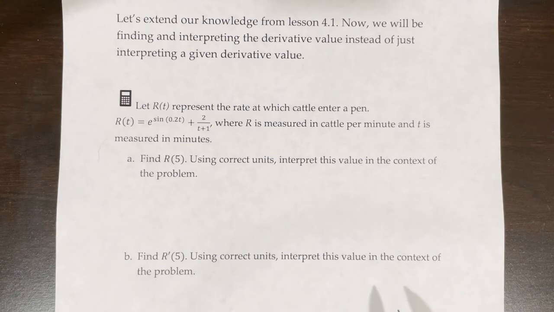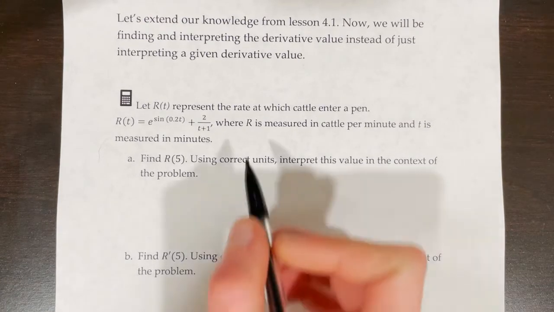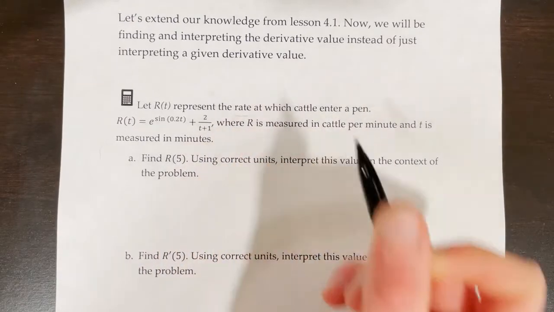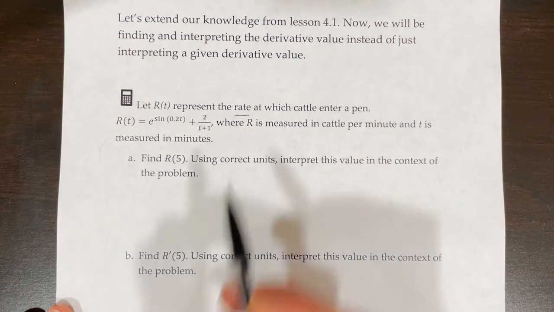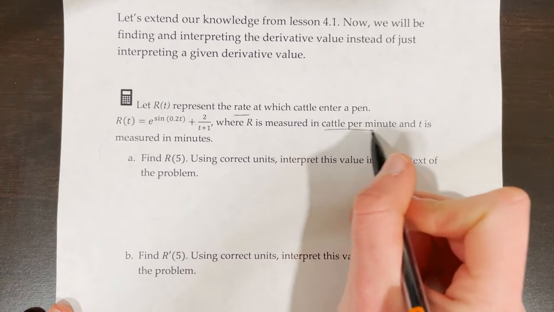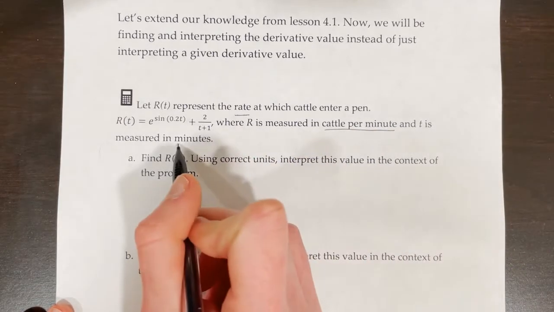I'm going to underline a few key things. First, I need to know what this function represents. This function represents the rate. So this is not the number of cattle. This is the rate at which cattle are entering the pen. I also want to take a look at my units. It says R is measured in cattle per minute and t is measured in minutes.